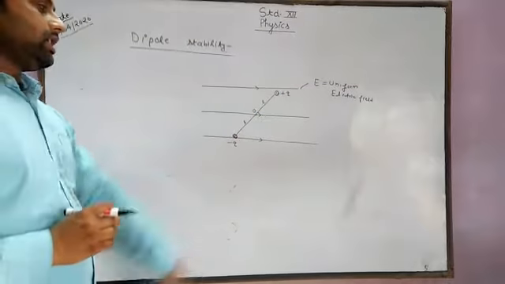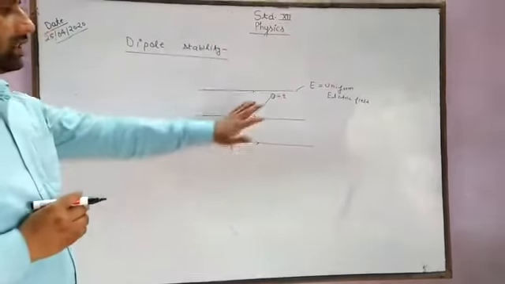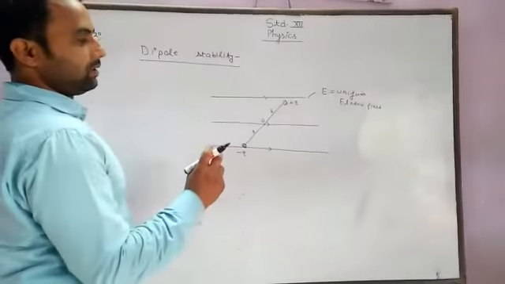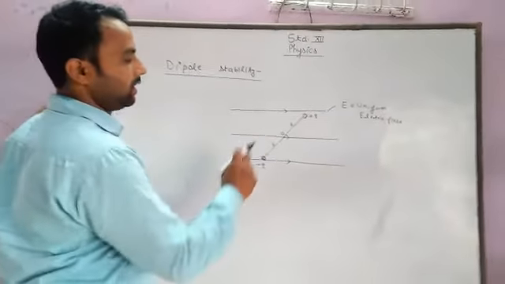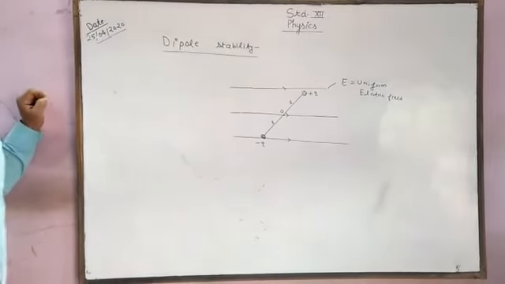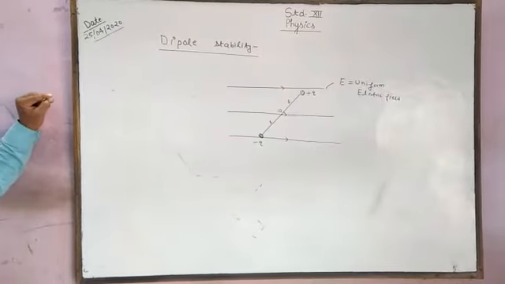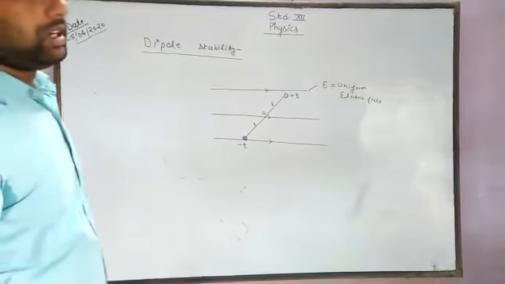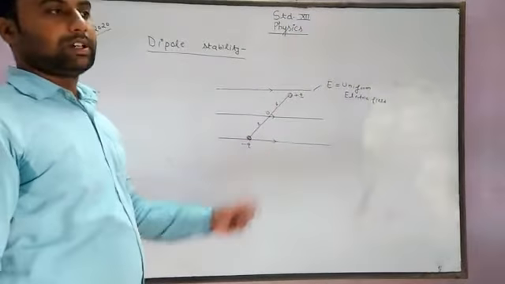The dipole is in a stable condition. How can we understand that the dipole is in a stable condition? Stability can be measured in terms of potential energy. If the system has the minimum potential energy, then it is called a stable condition, and if the potential energy is maximum, then it is called the unstable condition.